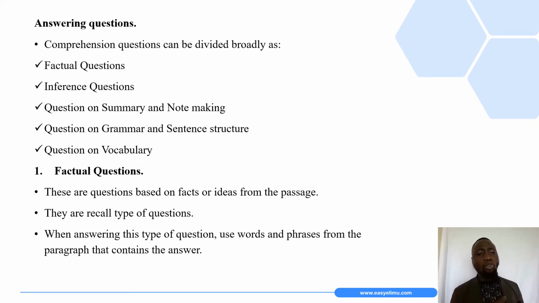So the first, that is factual questions, are questions based on facts or ideas that we have in the passage, and they are recall type of questions. That is, they require you to remember some of the ideas that you came across in your reading stages. So when answering this type of question, you're supposed to use words and phrases from the paragraph that contains the answer. So if the question is touching on something that is in paragraph 2, then you are supposed to use those facts or ideas, that is the words and phrases in that paragraph, to provide the answer to the question that you are given.